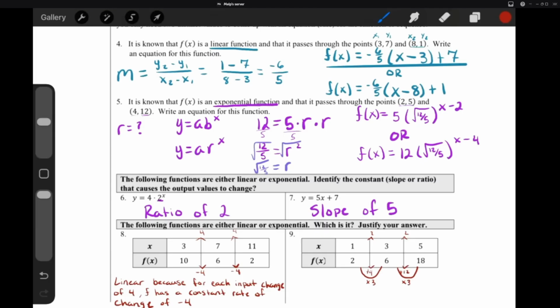Okay, so this is exponential. Now we need to write our because. So exponential because for each input change of 2, f changes proportionally by a ratio of 3.